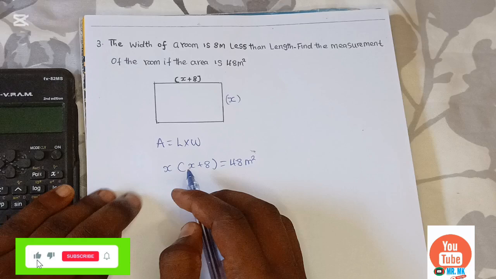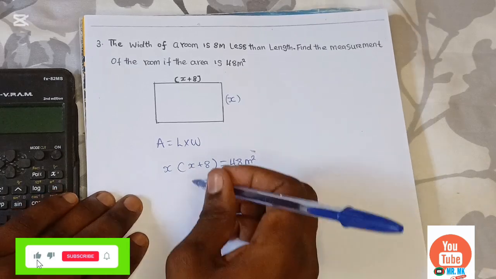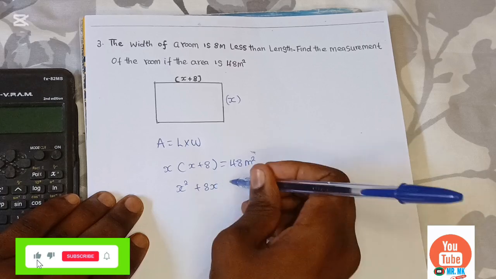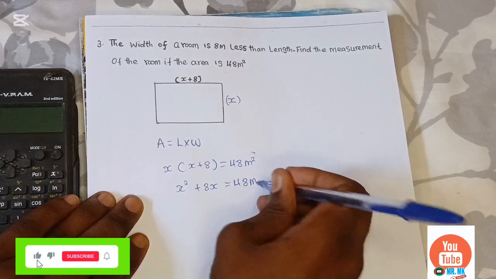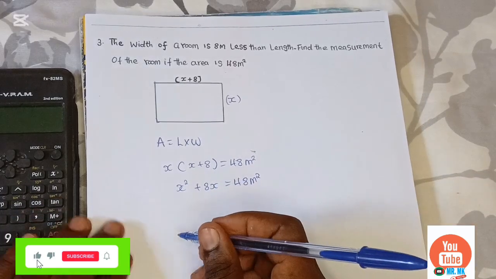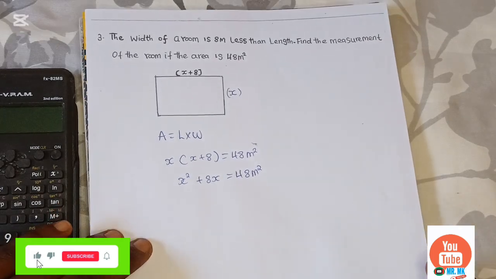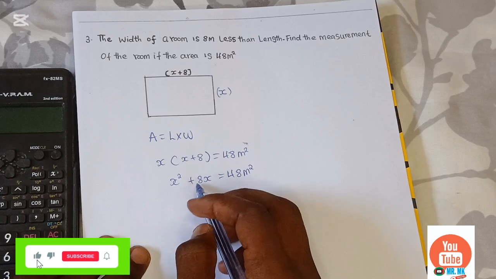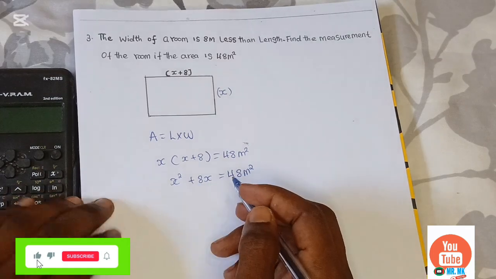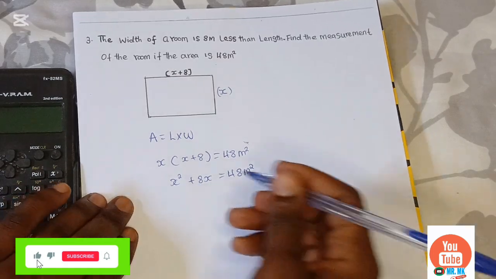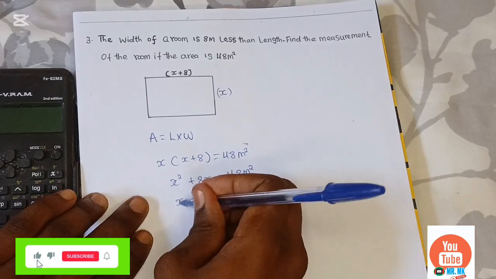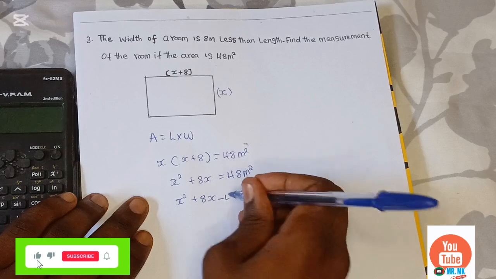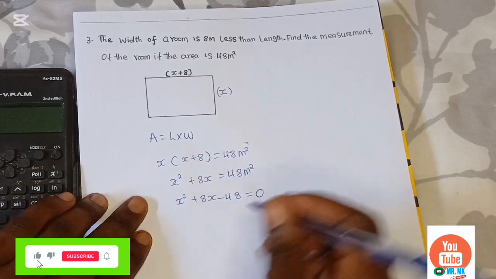Now open the bracket. x times x is x squared, plus 8 times x is 8x, is equal to 48. Now from there we have x squared plus 8x is equal to 48. Now you form a quadratic equation: x squared plus 8x minus 48 is equal to 0.